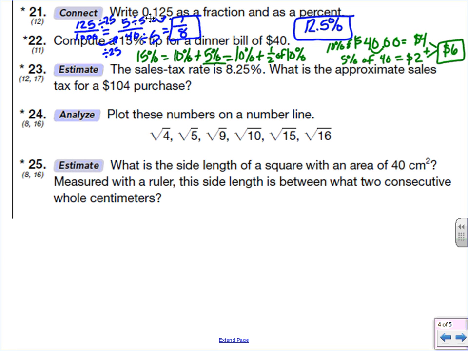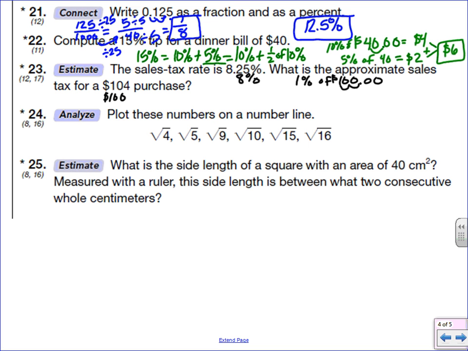The sales tax rate is 8.25%. What is the approximate sales tax for a $104 purchase? So if they're asking for approximate, I'm going to say that I'm going to round the sales tax to 8%, and I'm going to round the purchase to $100. So for 8%, I'm going to calculate first 1%. When I have $100, to calculate 1%, I move the decimal place over 2 places.